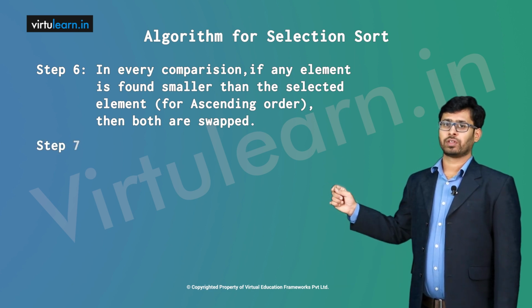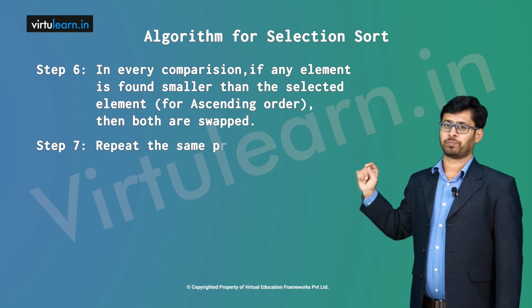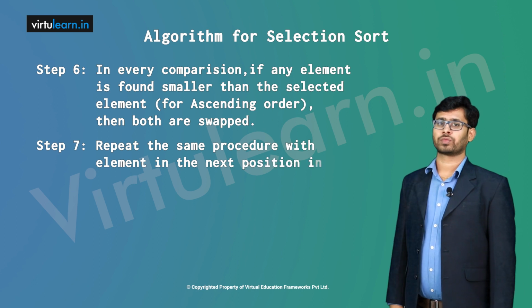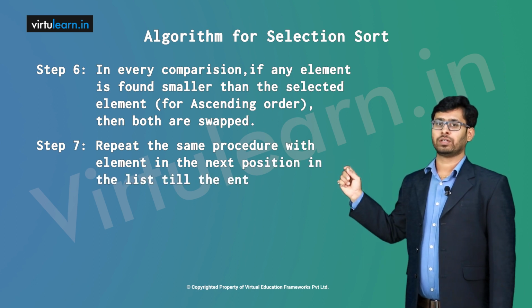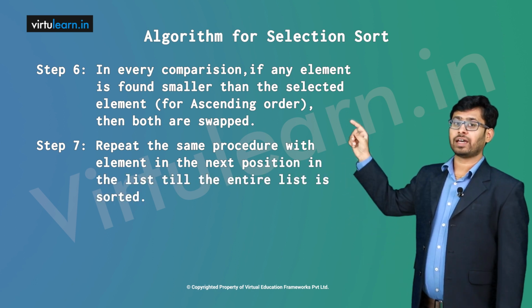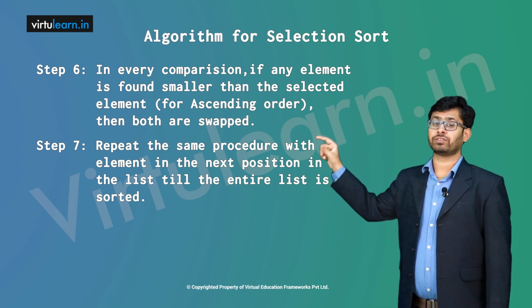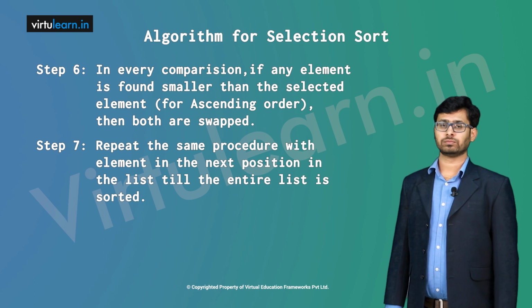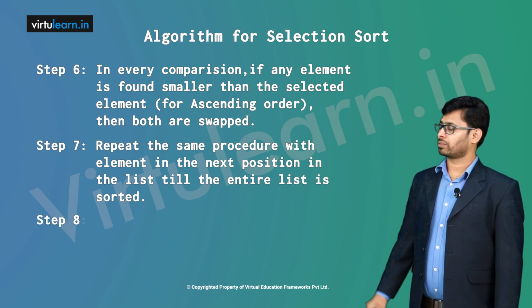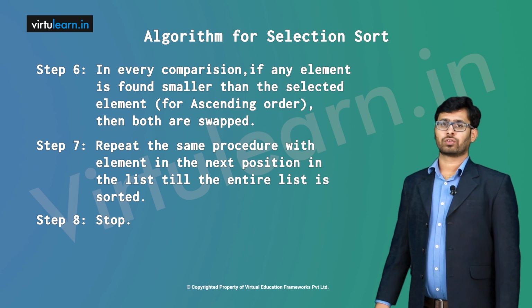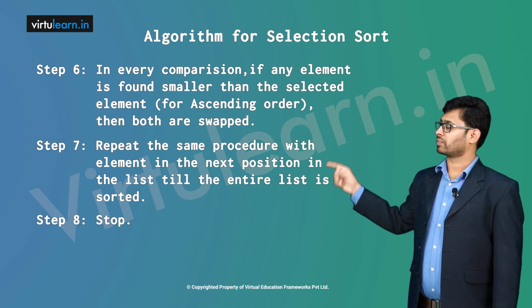Step 7, repeat the same procedure with the element in the next position in the list, till the entire list is sorted. The last step is stop. So this is an algorithm for selection sort.